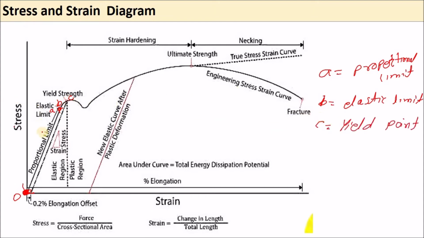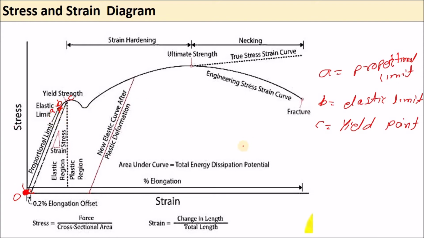So here, up to the proportional limit, stress is proportional to strain, and that is stated by Hooke's law. After the proportional limit, there is another point, that is the elastic limit. What is elastic limit? Elastic limit means when we apply the load, the body will deform, and when we remove the load, the body will regain its original shape. That is the elastic point. Up to the elastic point, the body can fully regain its original shape.